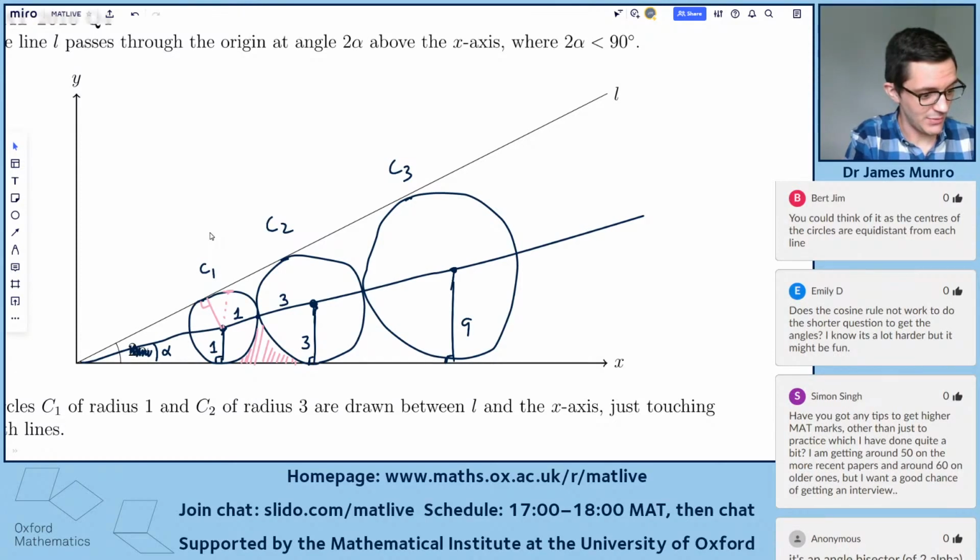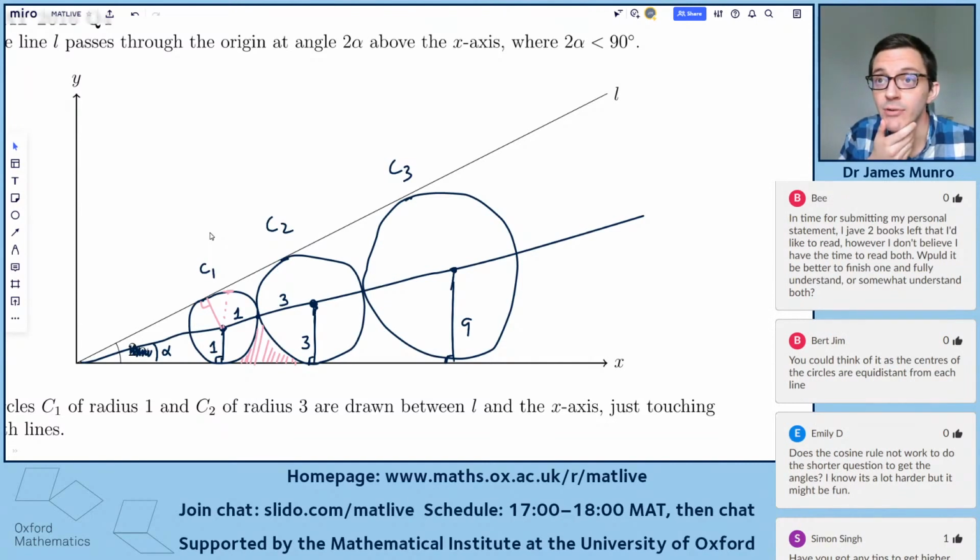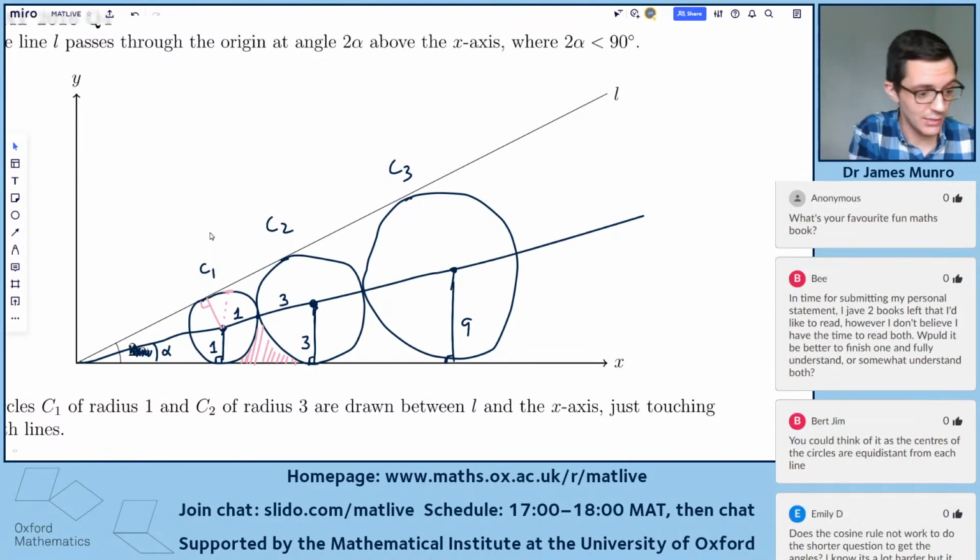B's asked about personal statements, which I can do. Favourite fun maths book? I really like anything by Ian Stewart. Ian Stewart's got books like Math Hysteria and stuff like that.